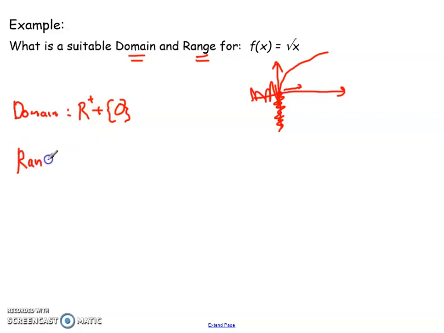Similarly, I can then look at my range, what answers I'm going to get, and I can say the same thing as well. It's going to be every positive value within my real numbers, including our 0 value there. So that there is a suitable domain and range for this function, i.e. it tells me where the function exists and what answers I can get.